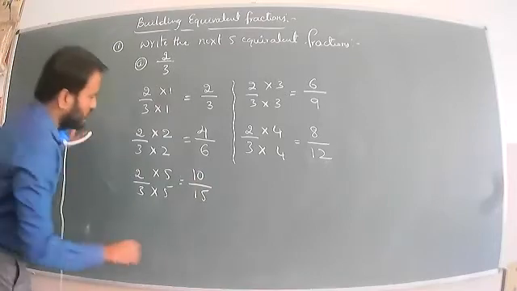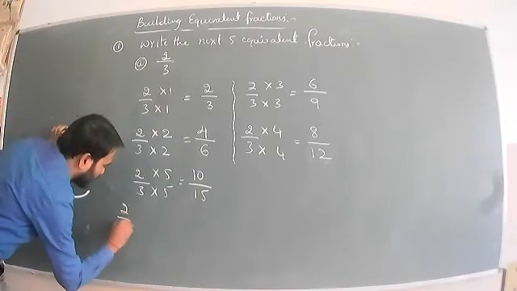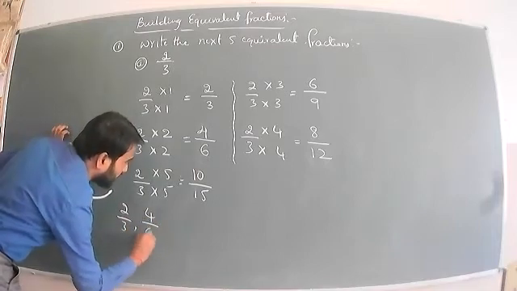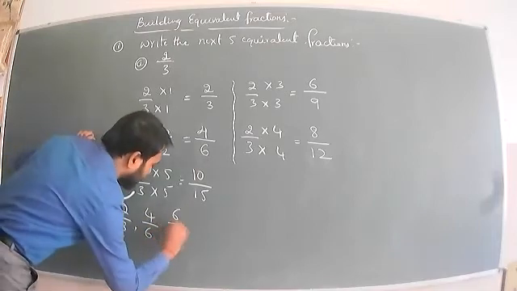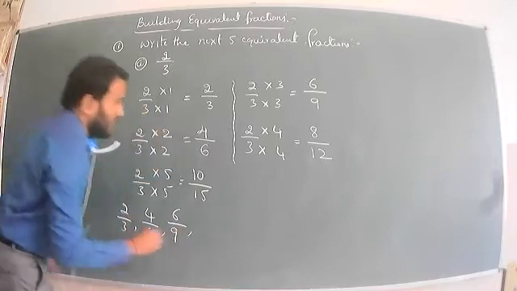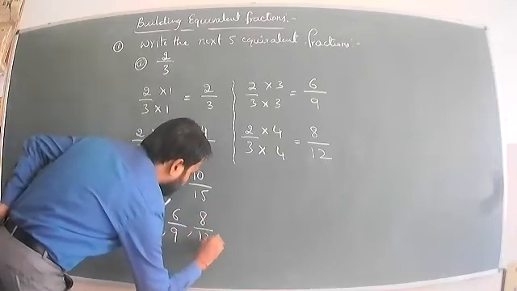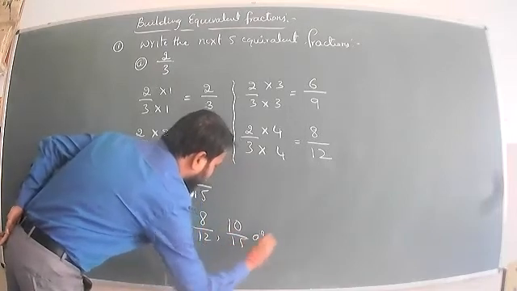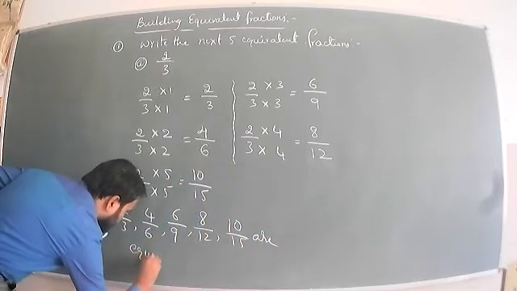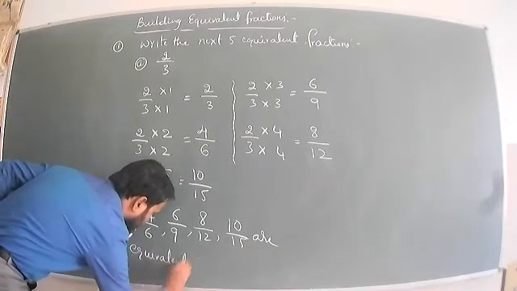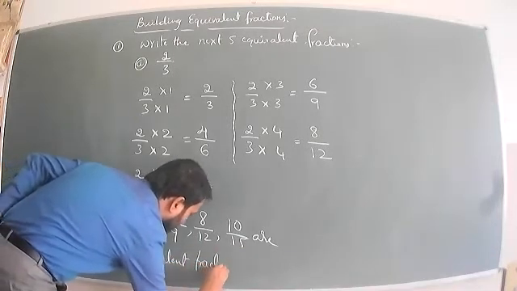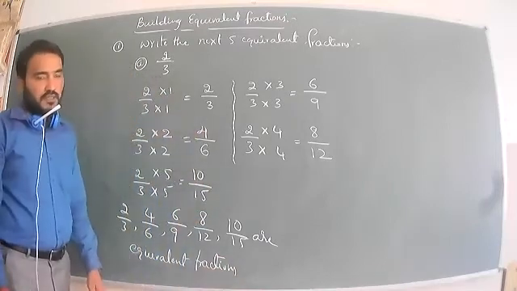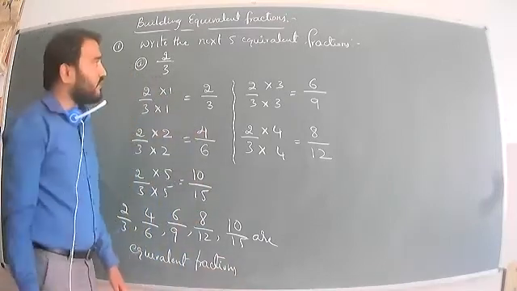So the equivalent fractions are 2 by 3, next 4 by 6, next 6 by 9, next 8 by 12 and 10 by 15. These are equivalent fractions.